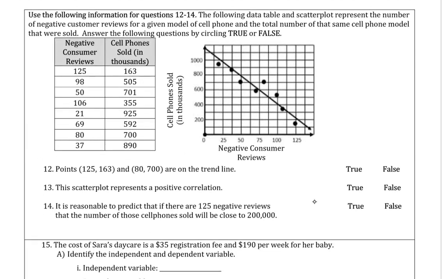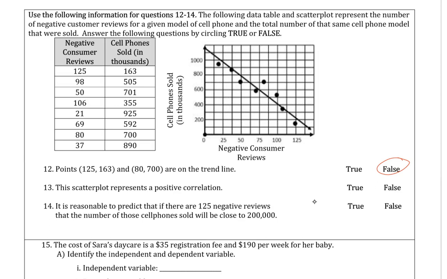All right, moving on. So we're given an equation. And it says the points 125, 163, and 8700 are on the trend line. So 125 and 163. So 125, 163, no way, right? The trend line is saying it's well above 200, or at least noticeably above 200. So that one's definitely false. We're just saying, are these points on the trend line? Because they're points from the data, but they're not necessarily exactly on the trend line.